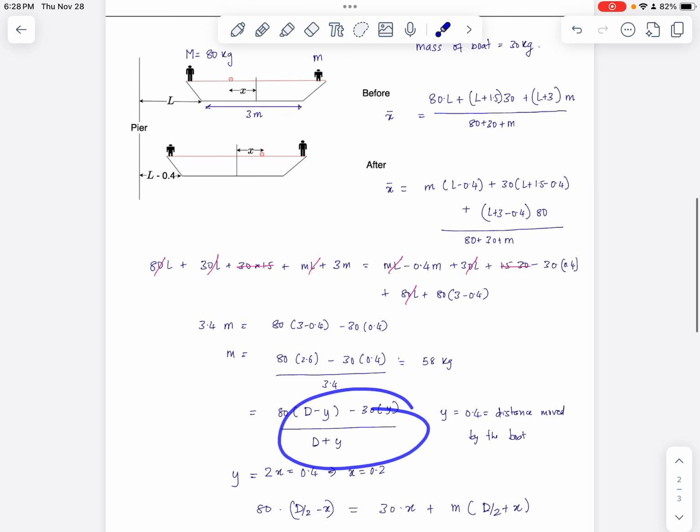I hope you understand that this particular problem involves understanding how the center of mass does not change in the absence of external forces. So we'll do another problem related to the center of mass in this video.